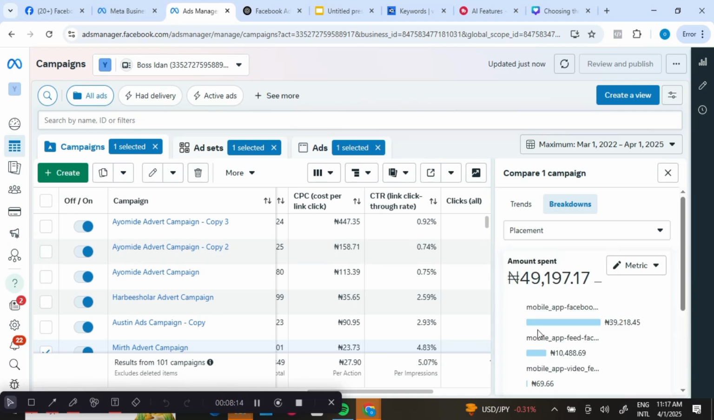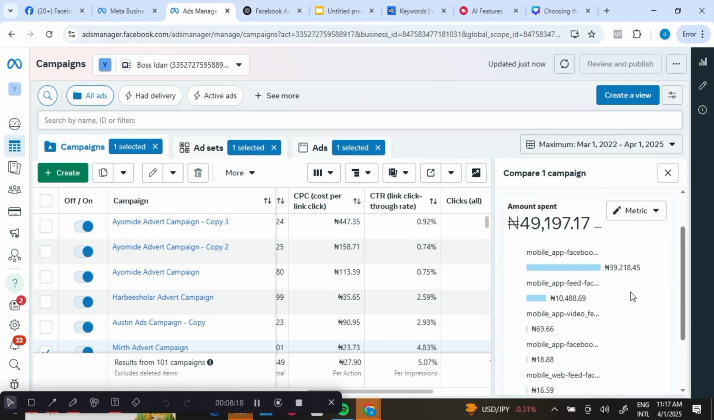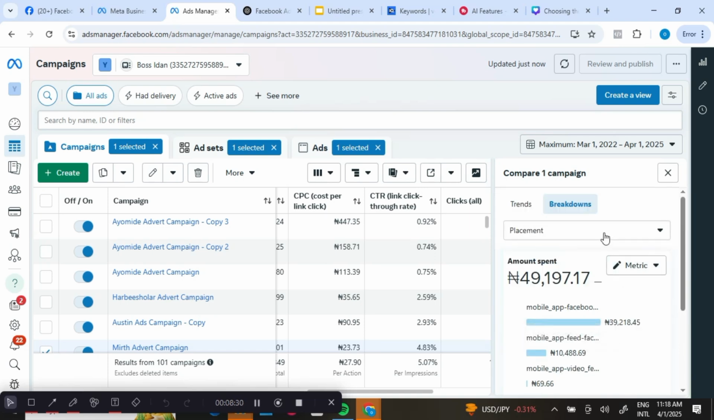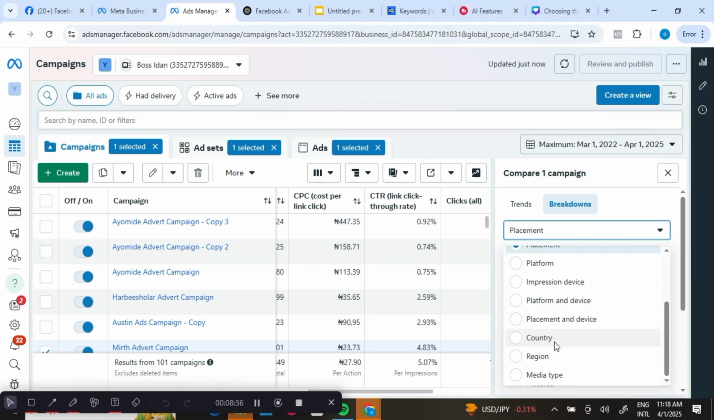For placement, which part of Facebook, because this ad is only running on Facebook. We have mobile app Facebook, mobile feed. So this place and this one is one that is spending more. Awesome. So let's check for platform. I'm only using Facebook. So for region, I'm only using Nigeria.